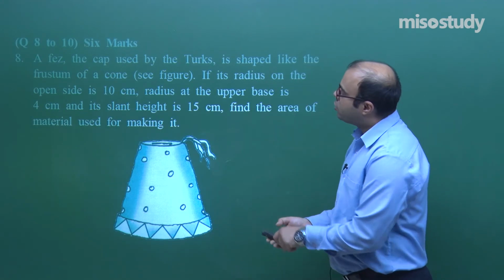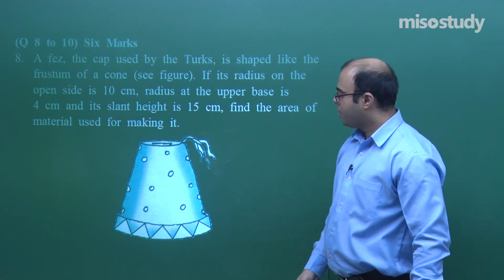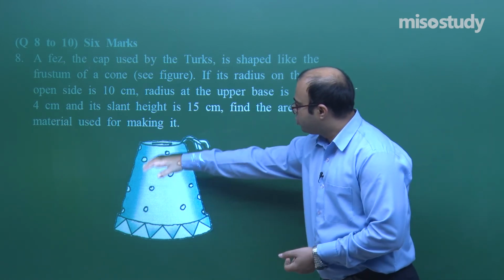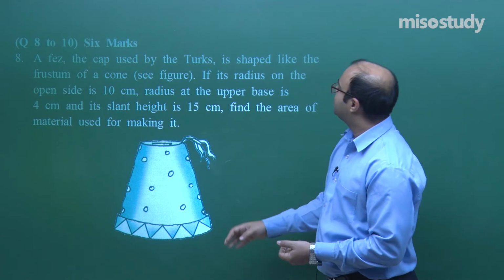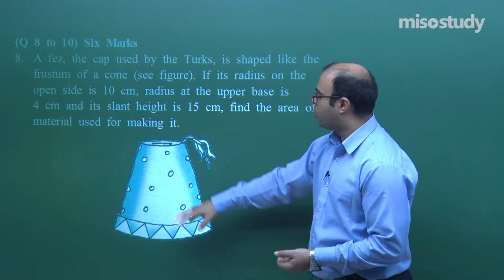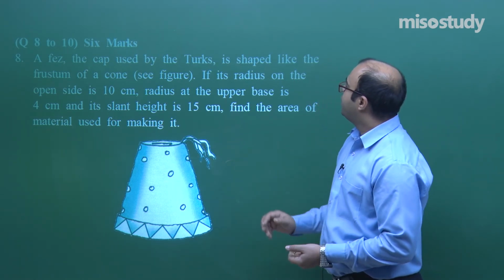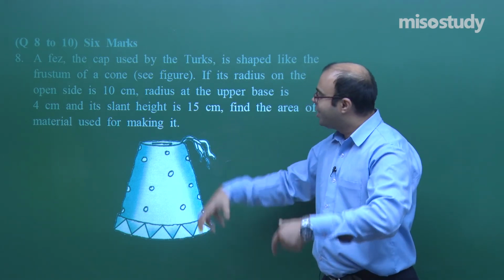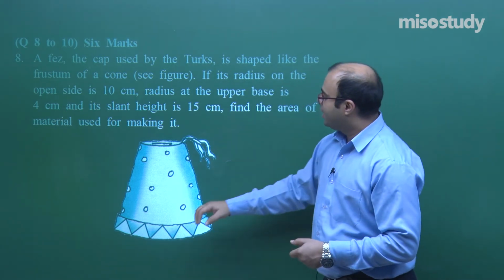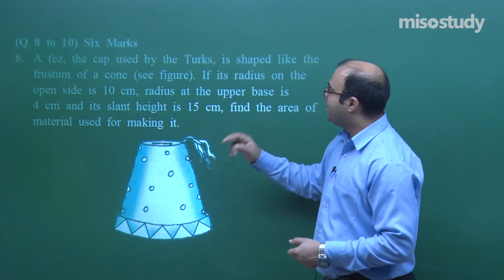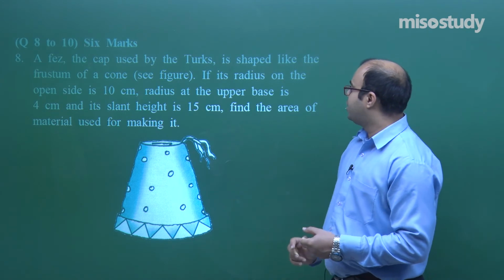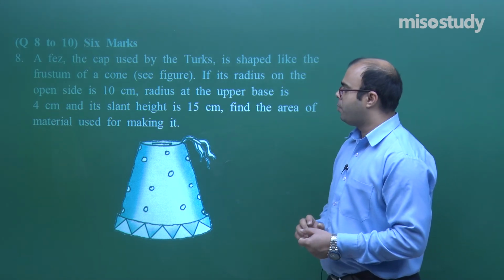Now let us come to the 8th question, which is now of 6 marks. And this question says a fez, the cap used by the Turks. So this is a cap called fez used by the Turks, is shaped like the frustum of a cone. See this figure. If its radius on the open side, of course this side is open side where we wear this cap, is 10 centimeter. Radius at the upper base is 4 centimeter. Here radius is 4 and its slant height is 15 centimeter. Find the area of material used for making it.